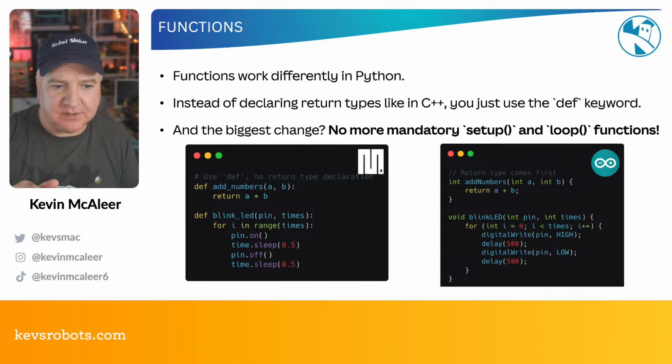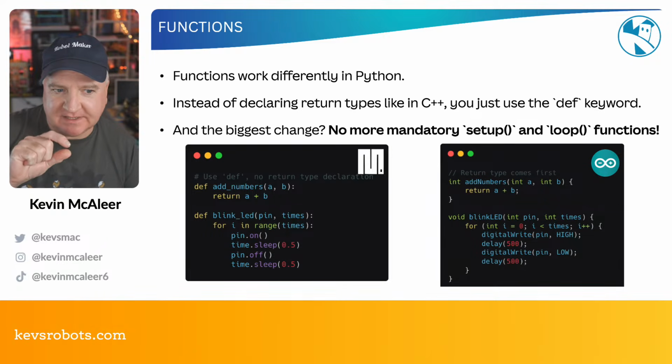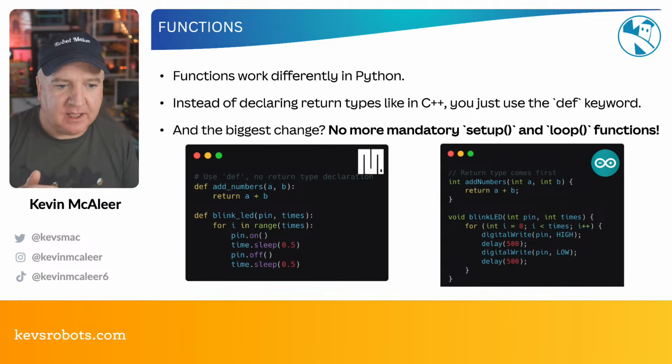So you can add numbers in this example on the left hand side. def means create a function for adding two numbers together, a and b. They're the parameters, the arguments, if you like. And then we're indented, which means that this is the code that's within that function. So return a plus b. It'll just return that value. And then the next function that we have, which is blink LED, doesn't return a value. It just does the blinking of the LED. So pin on and pin off as many times as we pass in there, and for the pin that we pass in as well.